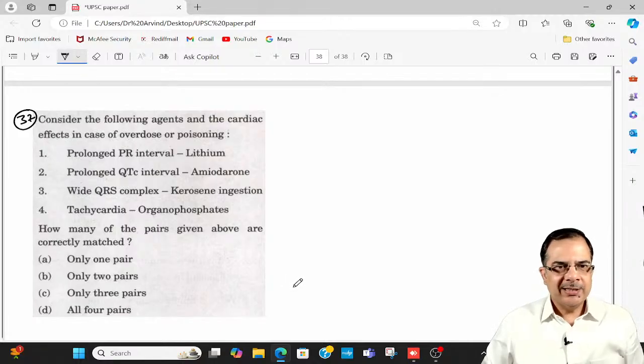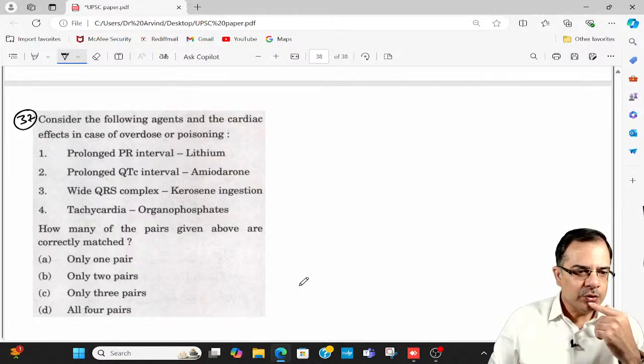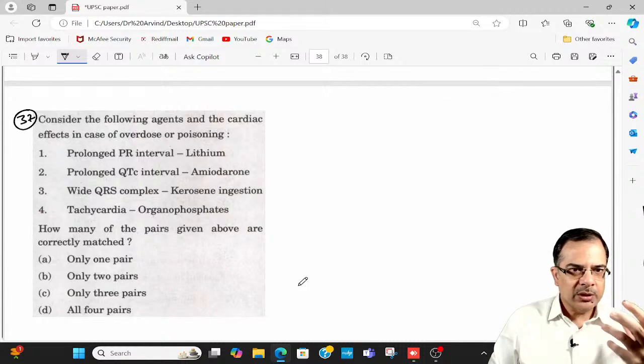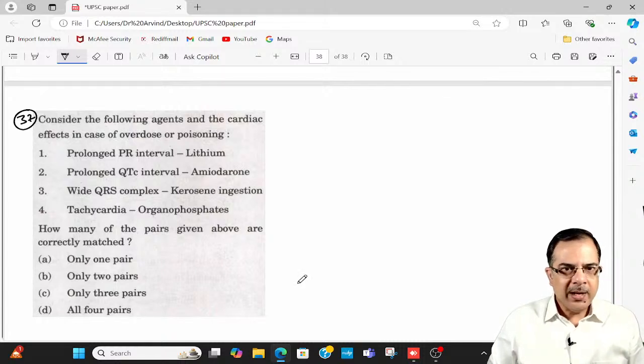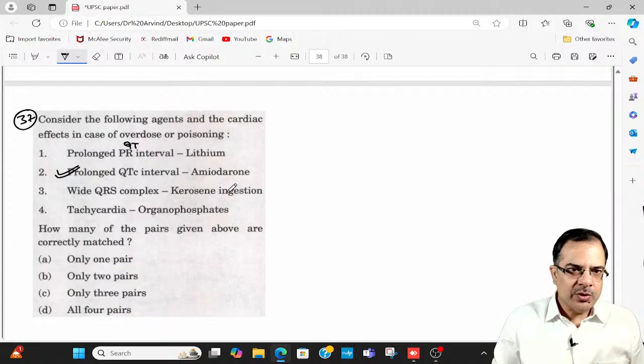Question number 37. Question is, consider the agent and the cardiac effect in the overdose or the poisoning. So the prolonged PR interval due to lithium. No, lithium causes a prolongation of QT interval. Amiodarone, QT interval, yes, this is true. Kerosene ingestion. Kerosene ingestion as such does not cause wide QRS complex. This is hydrocarbons. They cause tachycardia and they cause QT interval prolongation.